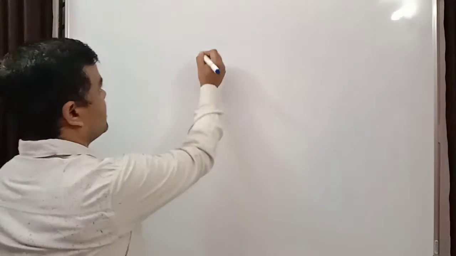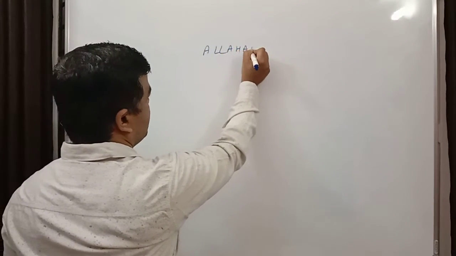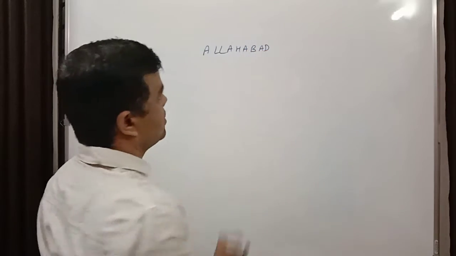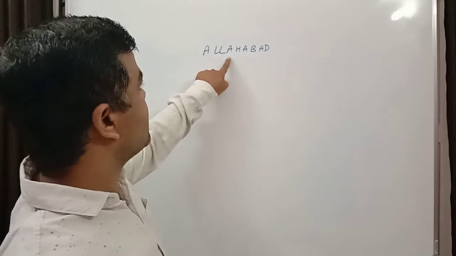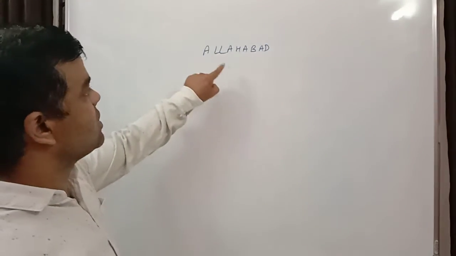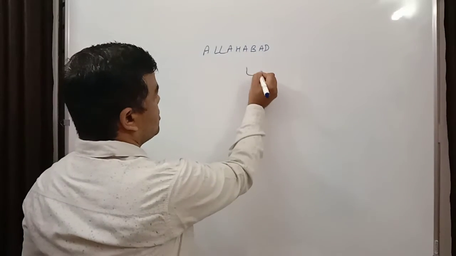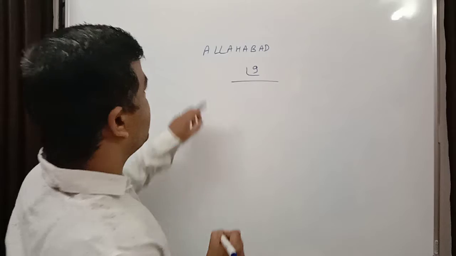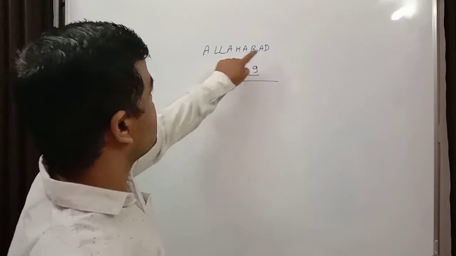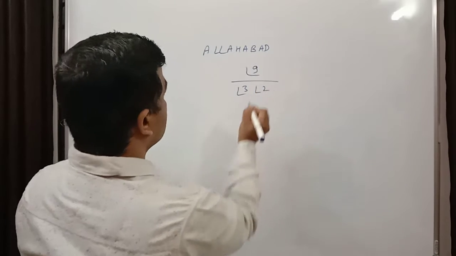In how many ways can the letters of the word Allahabad be arranged? A-L-L-A-H-A-B-A-D. Allahabad. Count the number of letters. 1, 2, 3, 4, 5, 6, 7, 8, 9. So factorial 9, divided by A has come 1, 2, 3, thrice, A has come factorial 3. L has come factorial 2.